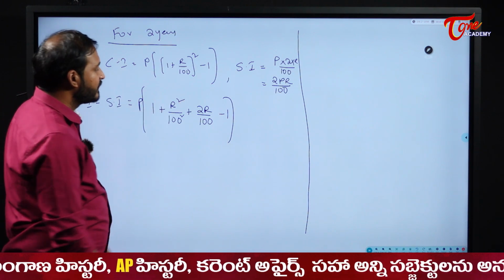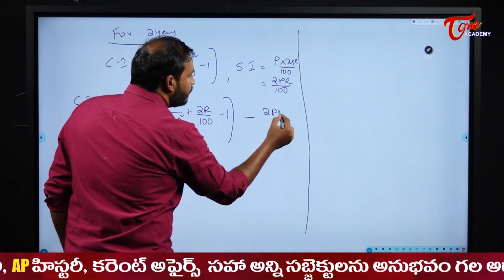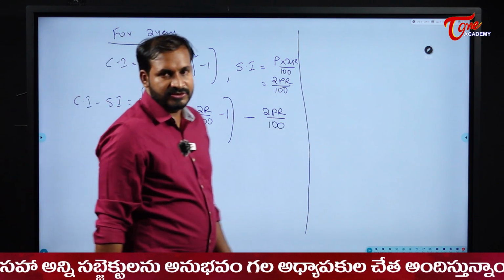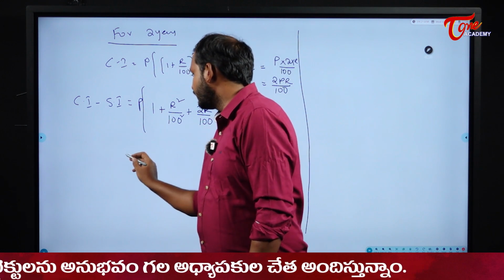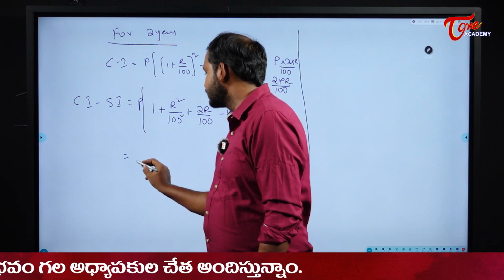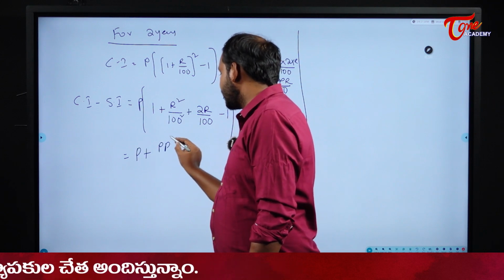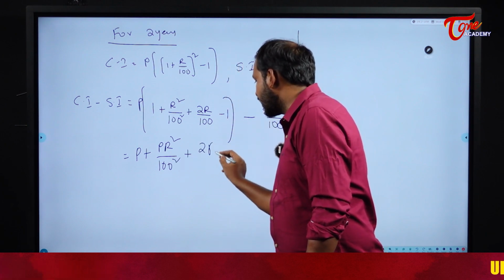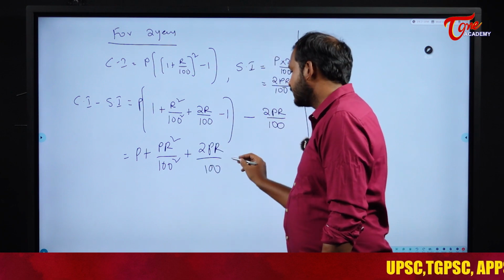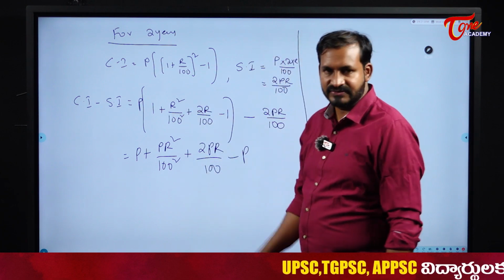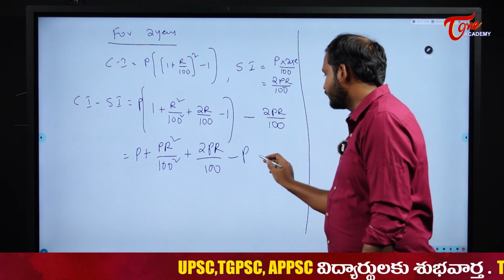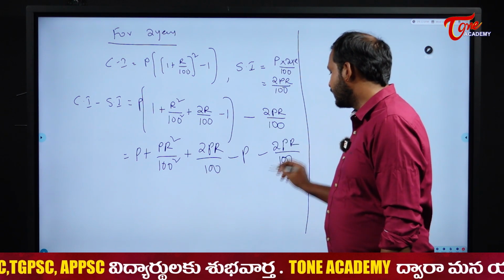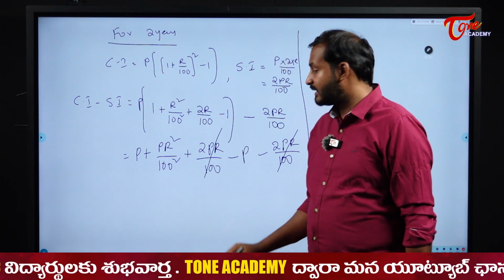Okay, so now I will write the difference between CI and SI for 2 years. This is CI for me. Minus SI is what for me? 2PR by 100. Now, when you substitute here, when I multiply this P inside, what it becomes? P plus PR square by 100 square plus 2PR by 100, right? Minus P, anyway, plus 1 and minus 1 will get cancelled. Minus 2PR by 100. Plus 2PR by 100 and minus 2PR by 100 get cancelled.